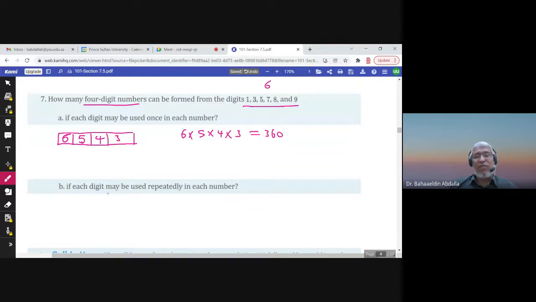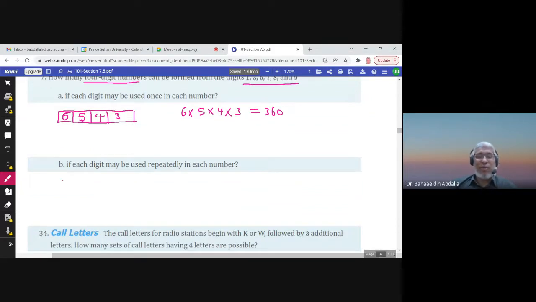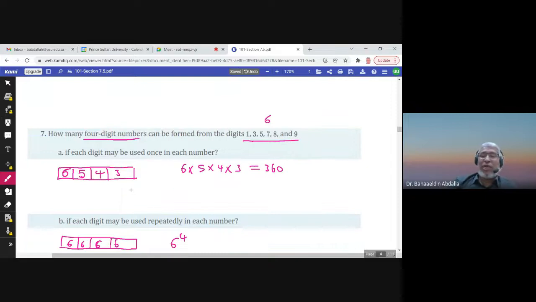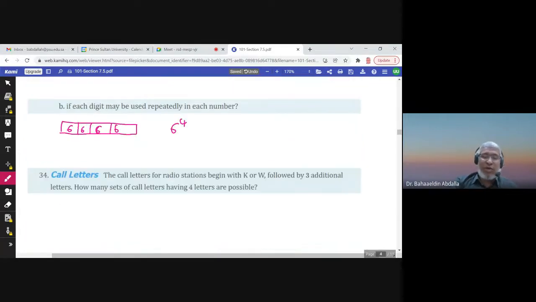If each digit may be used repeatedly in each number, so no problem, you can use any of the 6 digits repeatedly. So in this case, there are 6 possibilities always available because I can put any of these 6 digits. So the answer is 6 to the power 4.